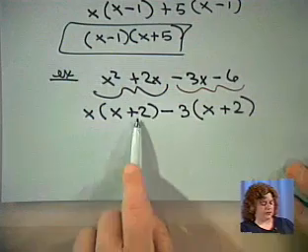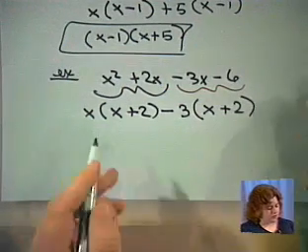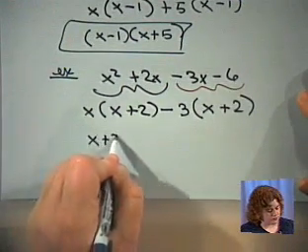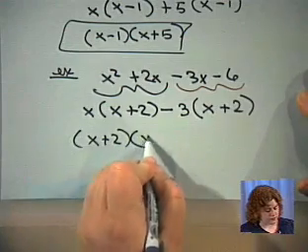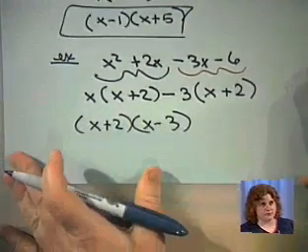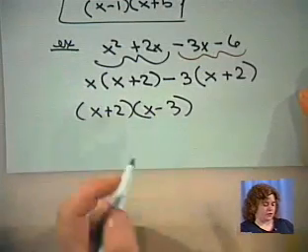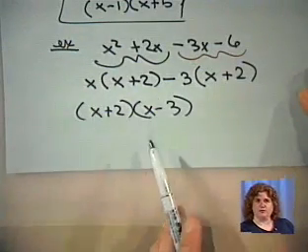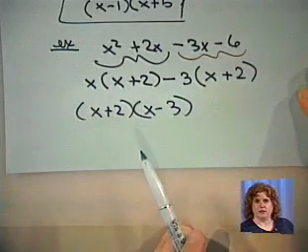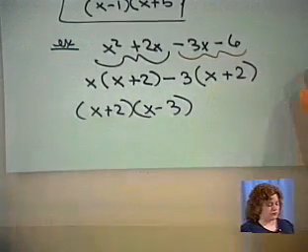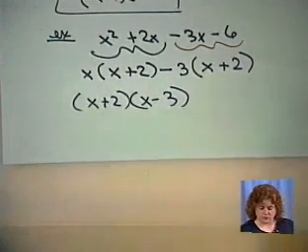Well, now I see x plus 2 in common, so I can pull that out, and I'm left with x minus 3. And you may be starting to notice that what we're doing here kind of looks like the reverse of FOIL, undoing a FOIL. And we are heading that direction as we go through the material in this course.